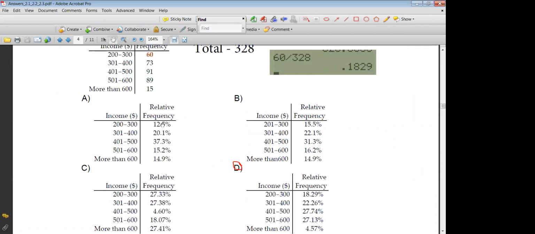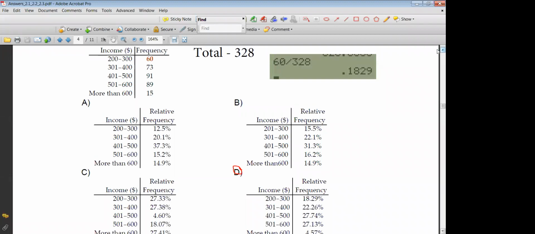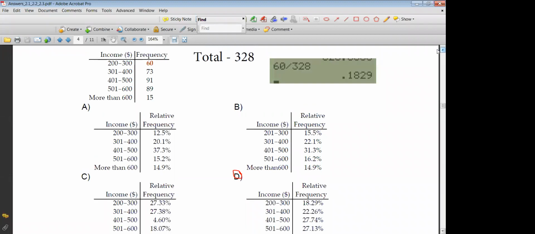Look at letter A for this first class, 12.5. Well, that's not 0.1829. 15.5 is sure not 0.1829. In fact, 15.5 would be 0.155. This would be 0.125. Look at this crazy answer, 27.33%. Well, that's not 0.1829. Oh, look, letter D, 0.1829 expressed as a percentage is 18.29%. But what I'm telling you is, if you have a problem like this, which you will, the total will not be given to you.